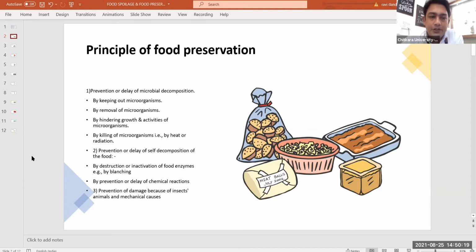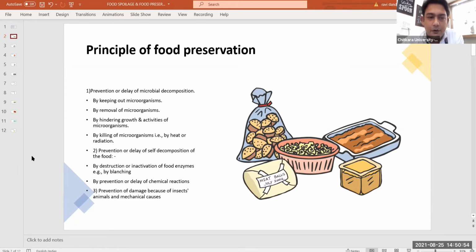Next is prevention or delay of chemical reaction. Every food product goes through various kinds of chemical reactions. For example, if you make a dough of wheat flour, there are various chemical reactions happening. The gluten is getting softer, and the carbohydrate is getting converted into sugar. So various chemical reactions happen in the food product, and we can control the decomposition through those processes also.